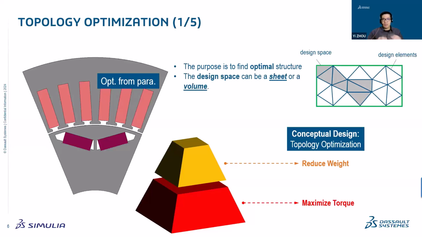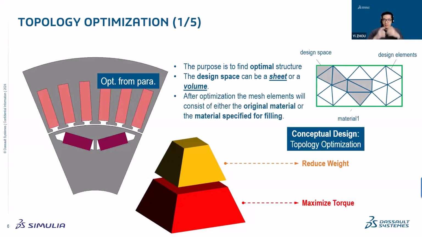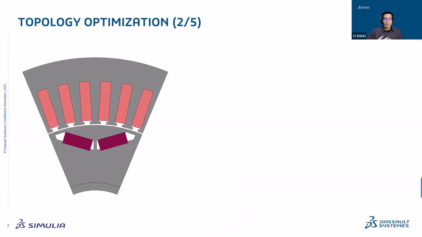For this design space, this can be either a sheet or volume. And then in the hub of this design space, we fill two materials, material 1 and material 2. And then we see as a field with which one we will have a better performance. Like for an electrical machine, we may have material 1 with iron or steel and material 2 with the air.